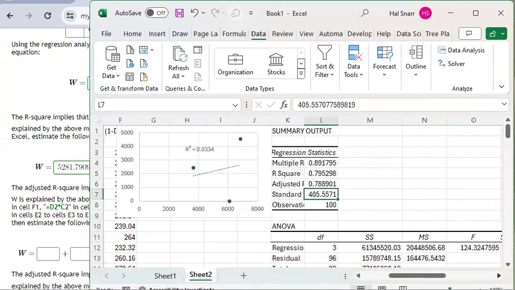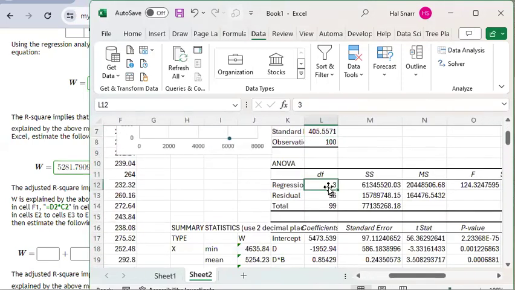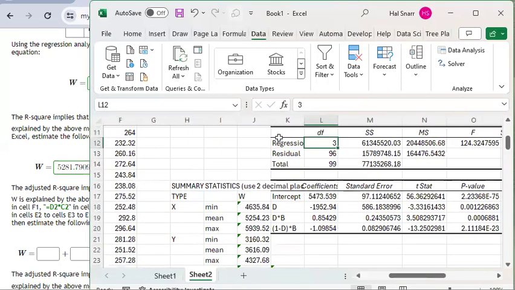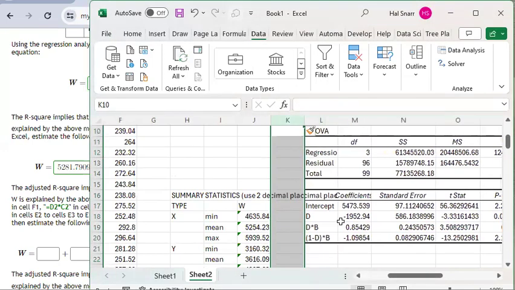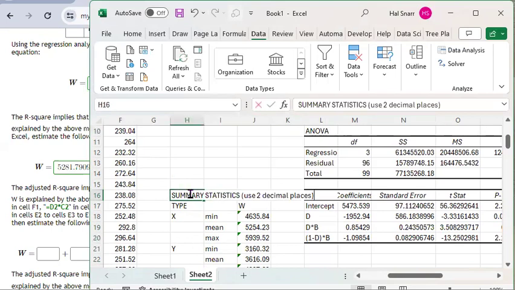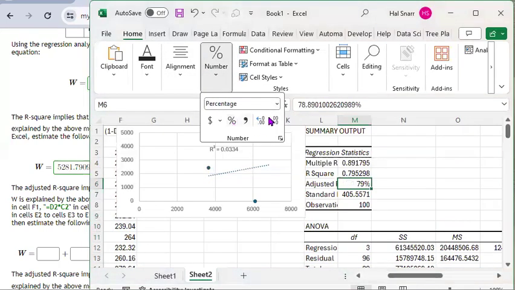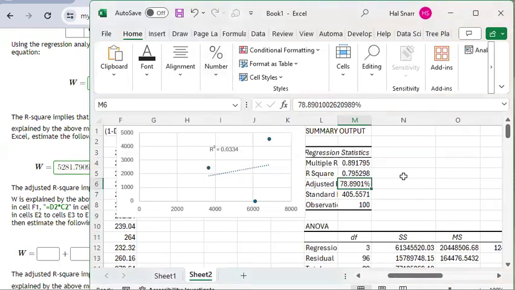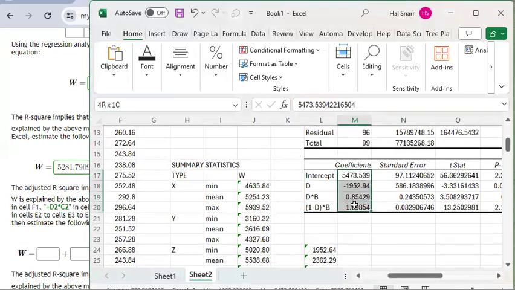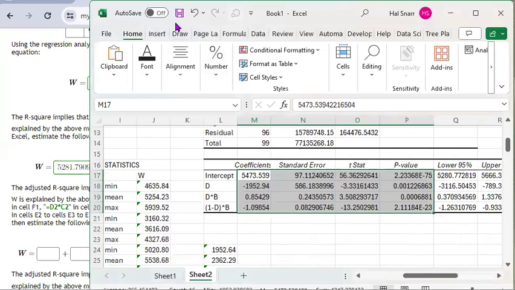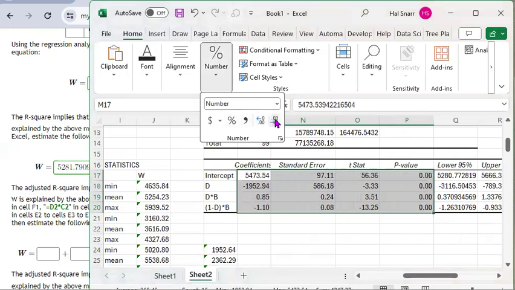Okay, got a new set of regression output. I have three regression X variables, right? Let me insert a column here. Things got a little too cozy here, right? I got my adjusted R square, right? I'm going to convert that into a percent and then 4 decimal places. And then I got my model here, right? We're going to change that to 4 decimal places.